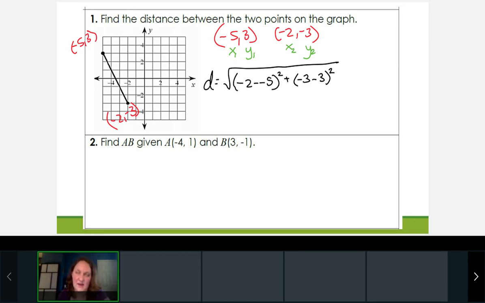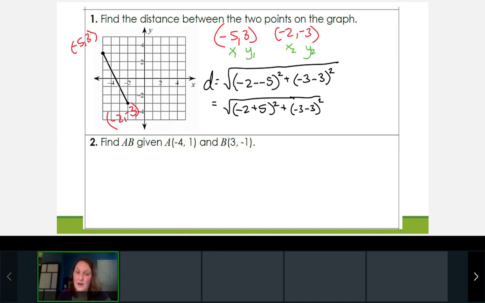Guys, I hate minus and negative. Ooh, maybe it's the mathematician in me. I don't know. Little OCD. Minus negative is really plus. Hopefully we all remember that from middle school. And if you don't, now you know. Minus a negative is really addition. So I'm going to rewrite this as -2 plus 5 squared. -3 minus 3. I don't need to change anything there.